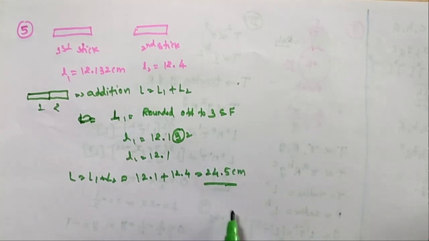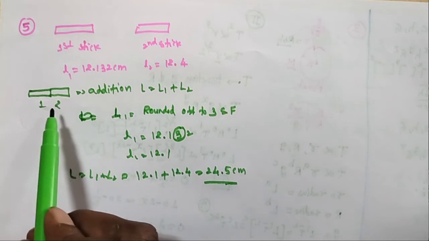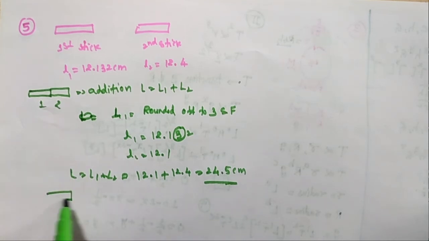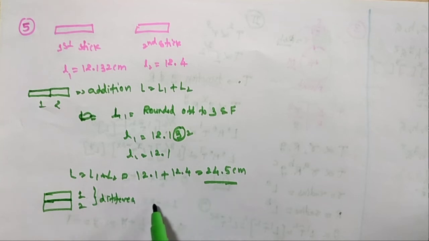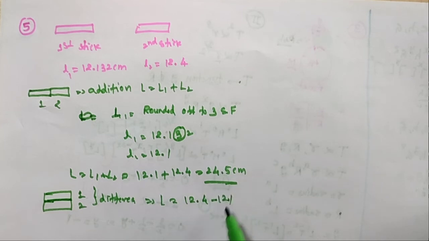This is the answer for end to end. And side by side means this is the first stick, this is the second stick. That is called the difference. If you take the difference value, what is the difference? L is equal to 12.4 minus 12.1, so that is 0.3 centimeter.